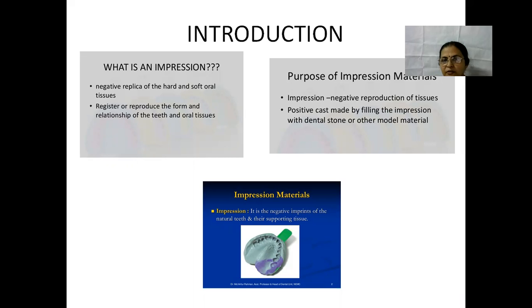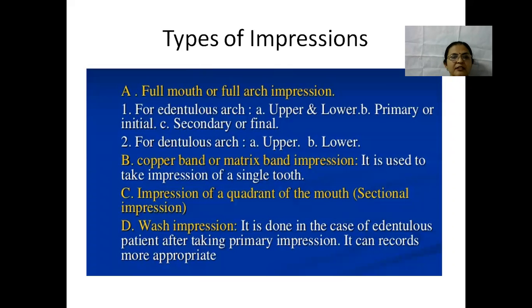The purpose of an impression material is to get a negative reproduction of the tissues, by which you can pour a positive cast by filling the impression with dental stone or any other model material. Again, impression materials can be defined as the negative imprints of natural teeth and their supporting tissues. Types of impressions may be classified in different ways.